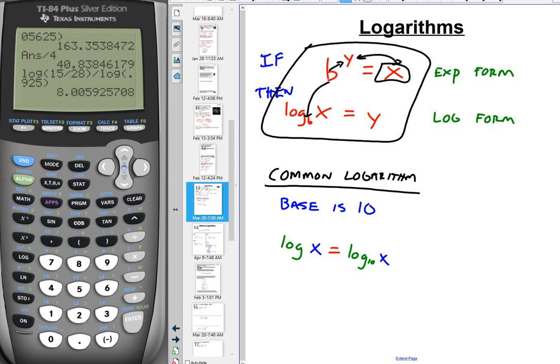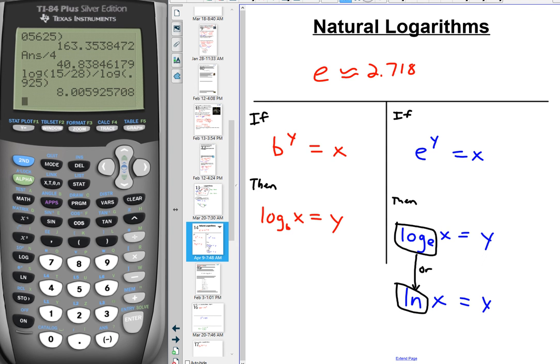Because the log base b is going to cancel with the b, with the y by itself, you end up with log base b of x. When your base is 10, you don't have to write the 10, that's known as a common log. When your base is e, you don't even write log, you just write ln, and that is known as a natural log.